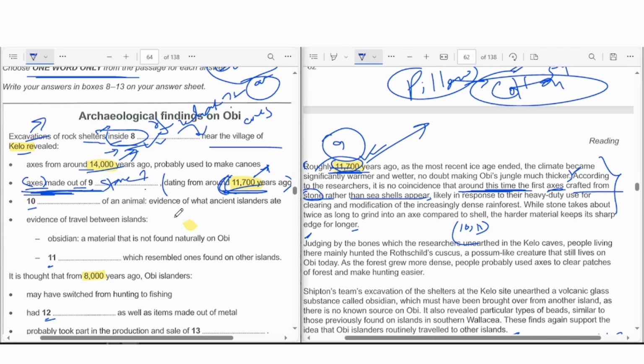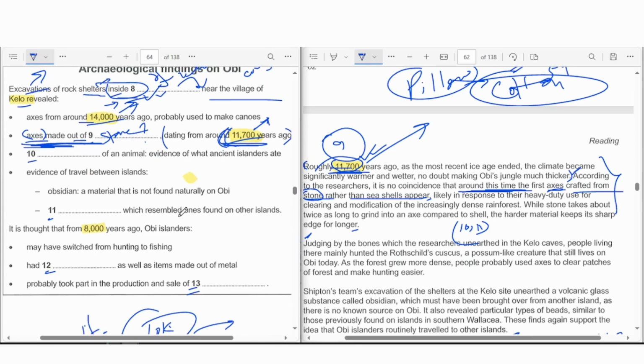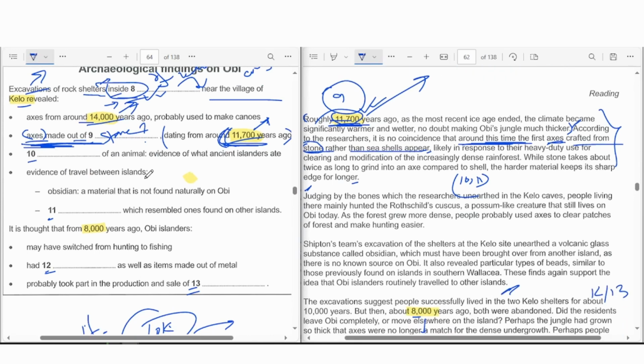And okay, now it's time for your number 10 and number 11. So you know that now we're going to try to help ourselves with some inside locator things. See, number 10, dash of animals. Dash of animals. Evidence of what ancient islander ate. So you need to understand there is a colon out there. So dash of an animal. Evidence of what ancient islander ate. So you are looking for what the ancient islander ate, their food.